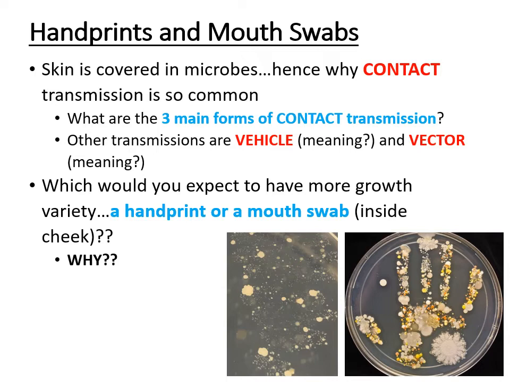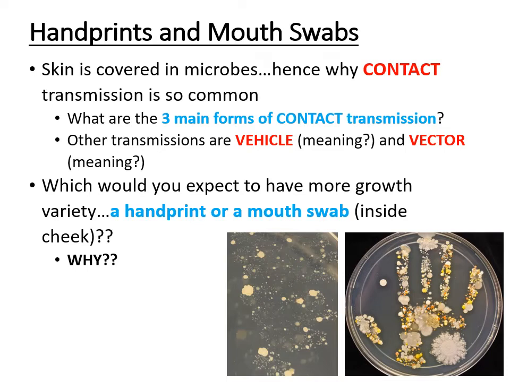The last one is vector transmission, and vector transmission means that you got a microbe from an arthropod, meaning insects or arachnids, or things like fleas, ticks, any of those. That would be vector transmission. The big example being mosquitoes, which infect a lot of people across the world with different infections. And we'll talk more about that in the lecture.